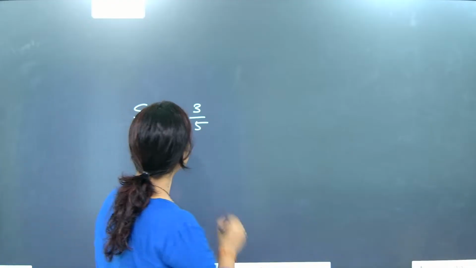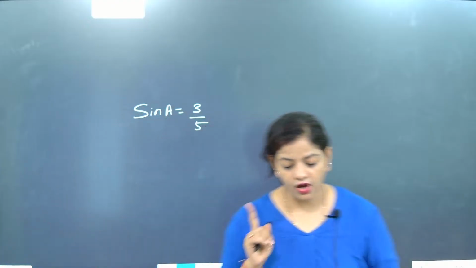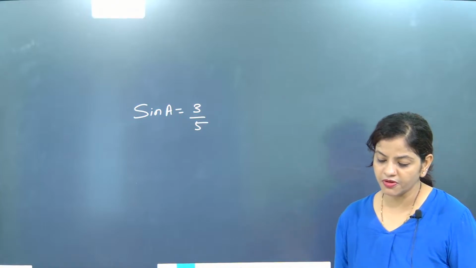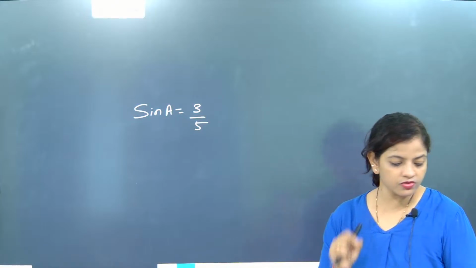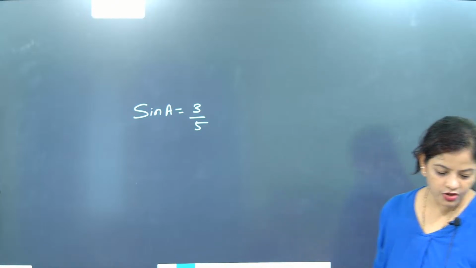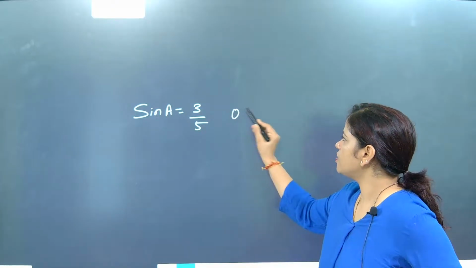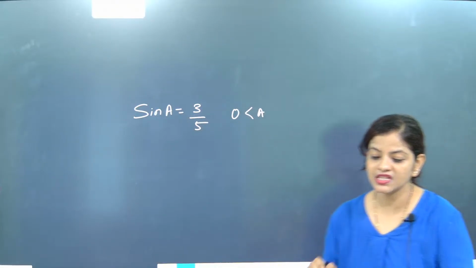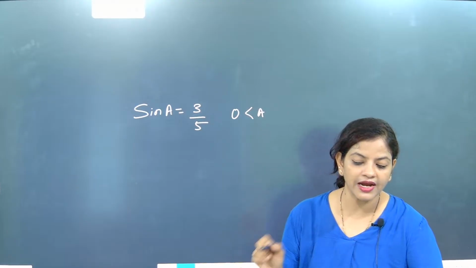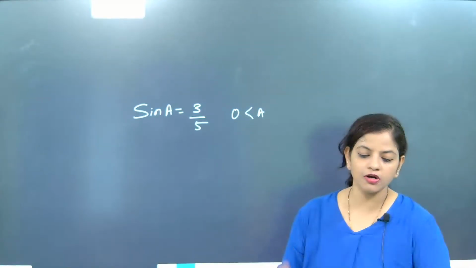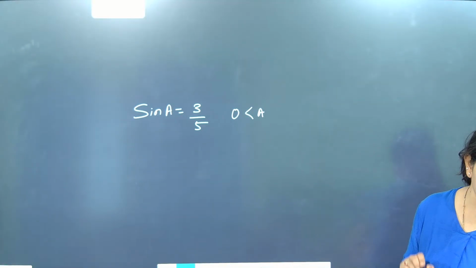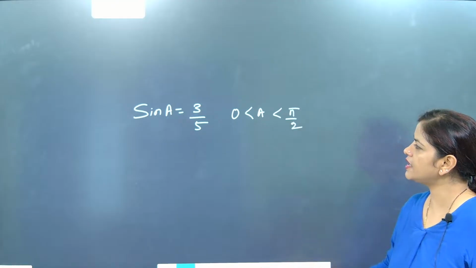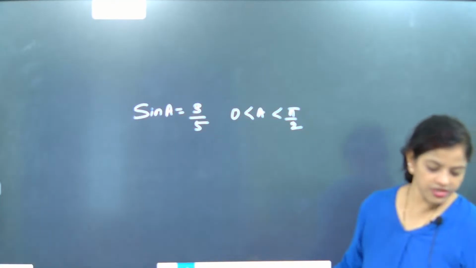Now sine A is equal to 3 by 5, and I told you that whenever such questions are coming, we must remember that they must be giving you some values. So they will be telling you where A will be. Now they are telling that A must be acute, meaning its value must lie between 0 to 90, but it should not be exceeding 90. So here it is coming between 0 to 90, and here cos A, cos B.